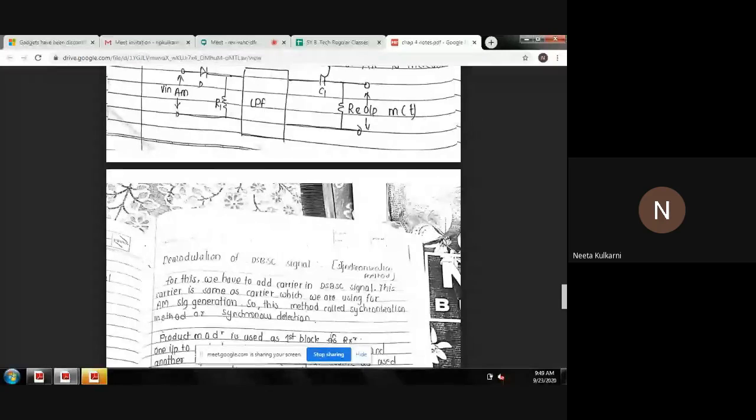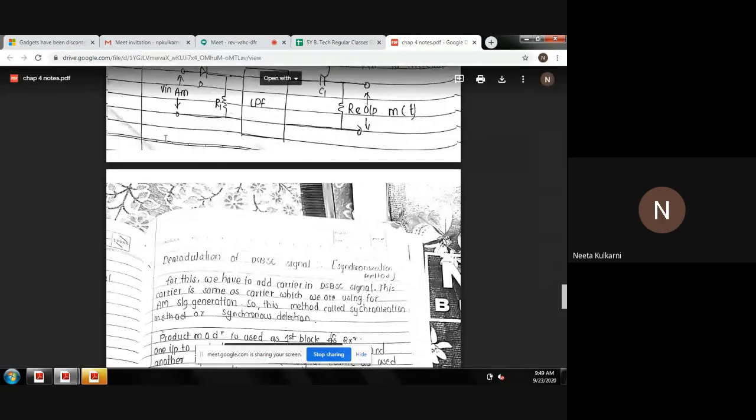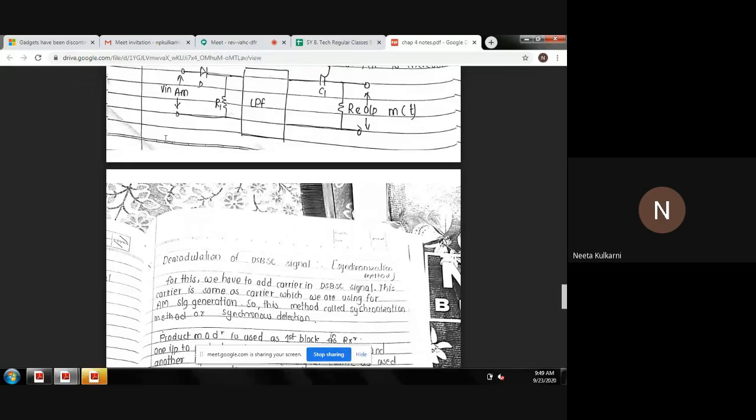Okay. So can you tell what are the circuits used for DSB-SC signal generation? Or let's start from AM. Let me check how much you remember. What are the two circuits for AM generation? Multiplier modulator and switching modulator, correct.